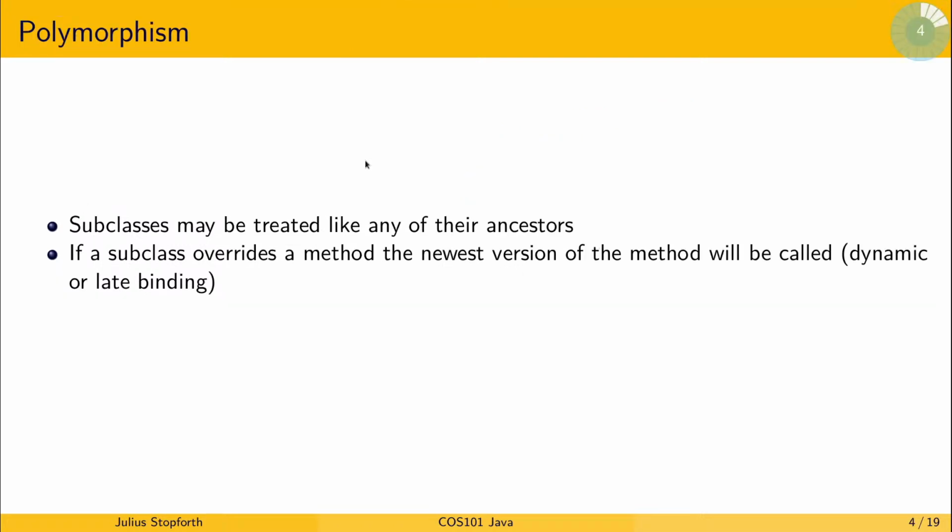Then with polymorphism, subclasses can be treated as any of their ancestors. If a subclass overrides a method, the newest version of the method will be called. This is called dynamic or late binding. So this is the technical term, and this is the definition, or at least the usage in polymorphism.